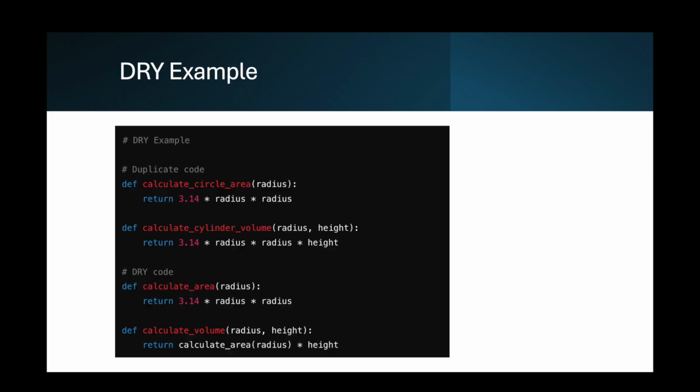Now here is an example for DRY, where we have some duplicate code where I'm calculating the area and calculating the cylinder volume, which takes the radius and height. Now with DRY code, you calculate the area, pass the radius, but when you are doing the cylinder volume, you pass the radius and height, then call the calculateArea function inside here and multiply by the height, because you're doing the same thing twice in the duplicate code, whereas you can call the existing function. So next time if you have to change something, you can change it at one place and not multiple places.